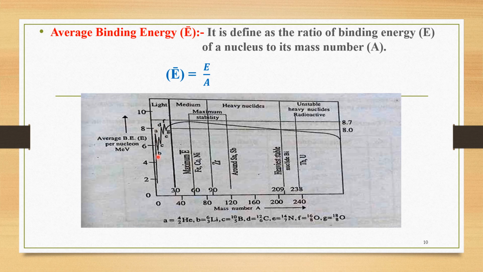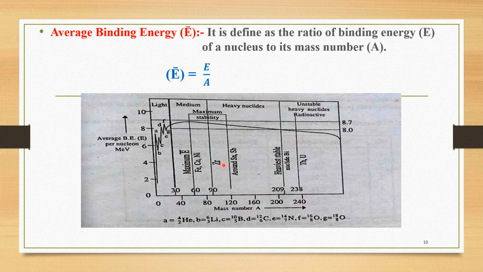So these are some selected nuclei: nuclei A, B, C, D up to G. These nuclei have different stability. If we compare nucleus A to nucleus B, nucleus A has more average binding energy per nucleon, so it is more stable as compared to B. So from this graphical nature, we can easily find out the stability of the nuclei, or we can compare the stability of the nuclei.